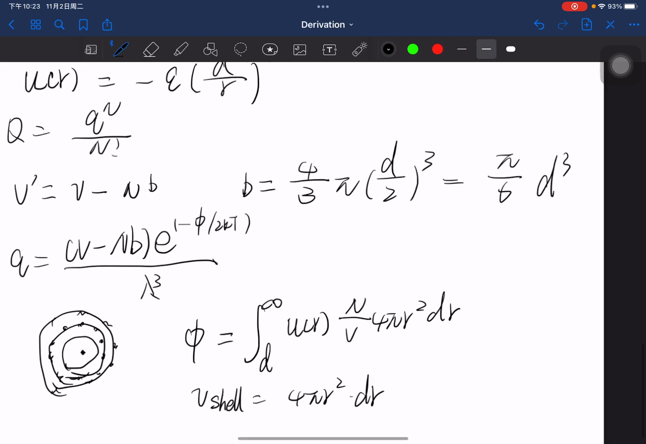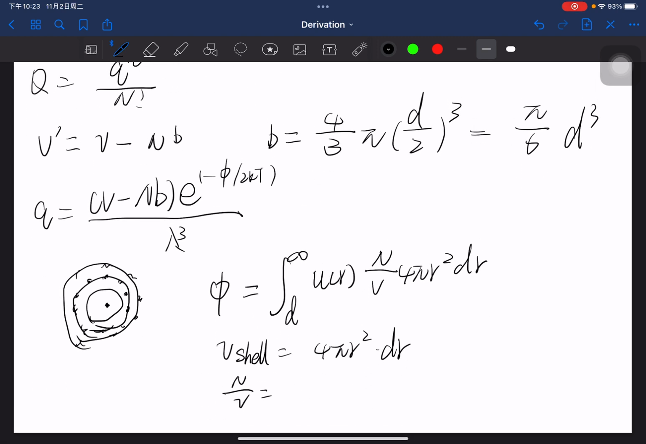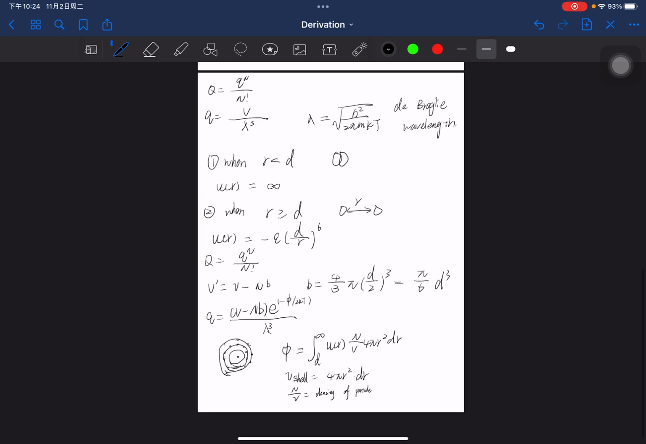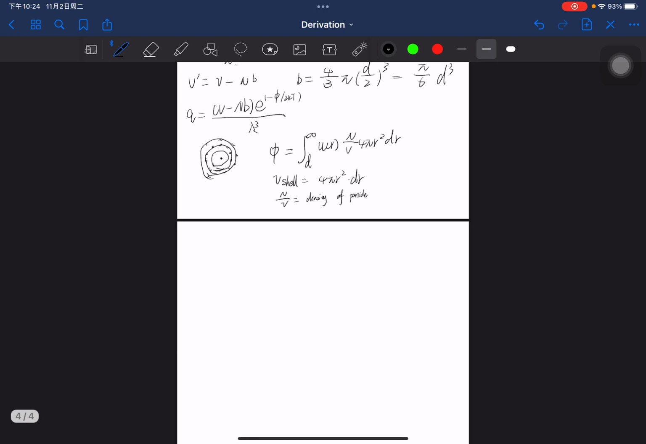Everybody understands that. N divided by V is basically the density of the particles. So we use the density of the particles times the volume of the shell, and we know how many particles are in that shell. Then the number of particles times the interaction energy between two particles gives the total interaction energy from that shell. Then we do the integral of this equation.